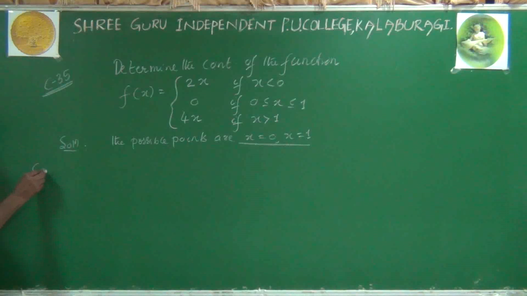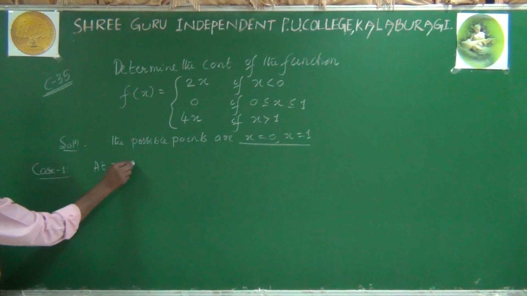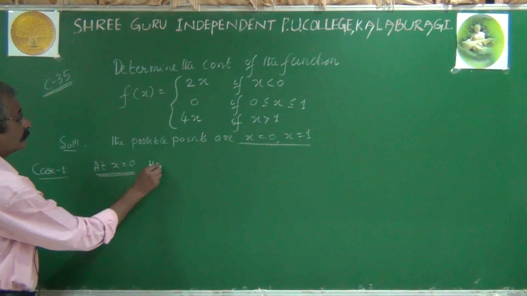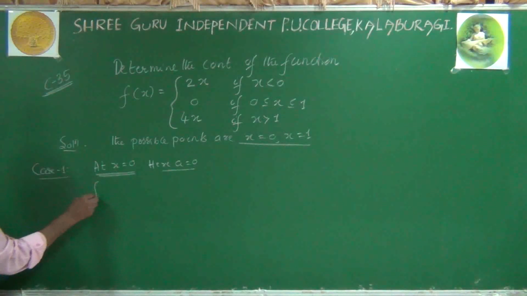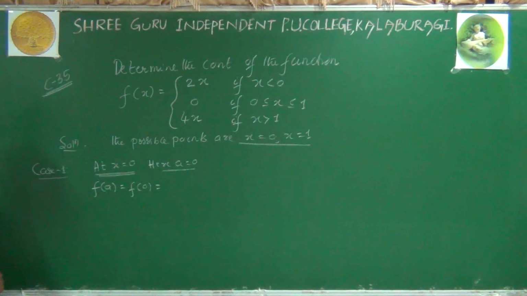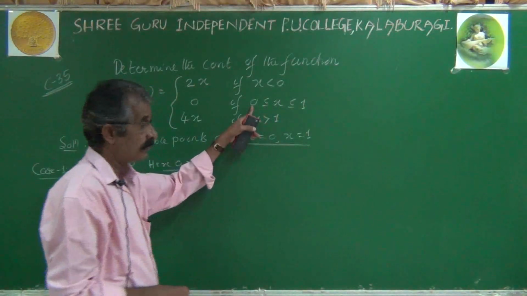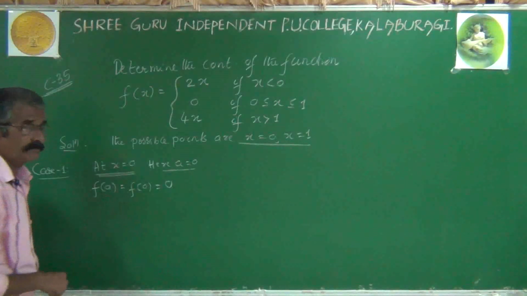Case 1, at x equal to 0. So here a equals 0. Means in this case a equal to 0. According to that, let's find f of a, that is f of 0. Where x equal to 0 holds, refer to that value. For that, correspondingly the function value is 0, means f of 0 equal to 0.